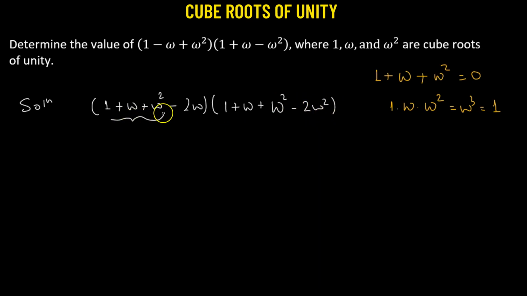Now what we can do is replace 1 plus omega plus omega squared, the sum of the roots, with 0. So that leaves us with negative 2 omega multiplied by negative 2 omega squared. Right. Now let's multiply it. Multiplying gives 4 times omega cubed.